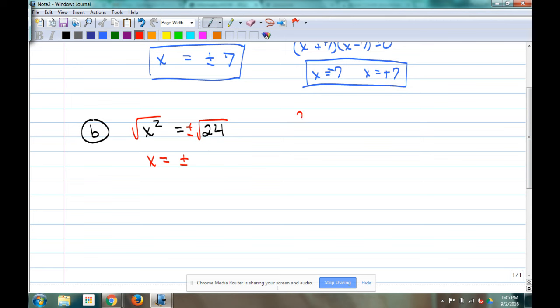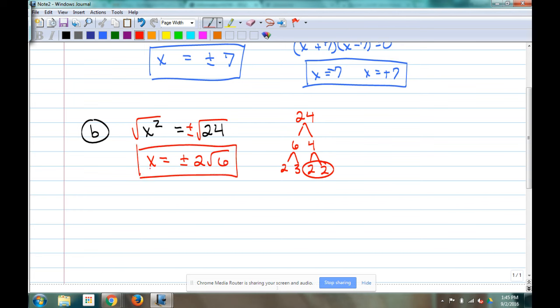And then I think, okay, 24 simplifies. 6 and 4 is a good start. And then we got 2 and 3, 2 and 2. There's a pair of 2, so it's 2 radical 6. Those two are the answer. Positive 2 radical 6 and negative 2 radical 6 are the two solutions to that. You could not have solved that one by factoring, for difference of squares, because 24 is not a square number.